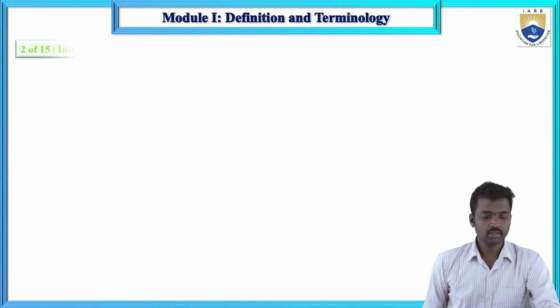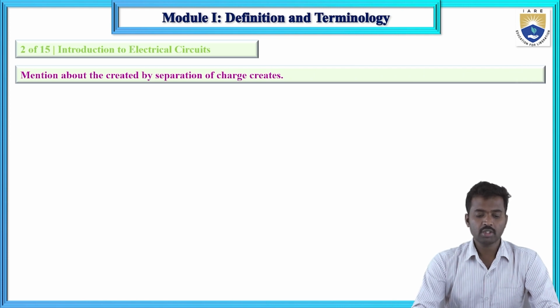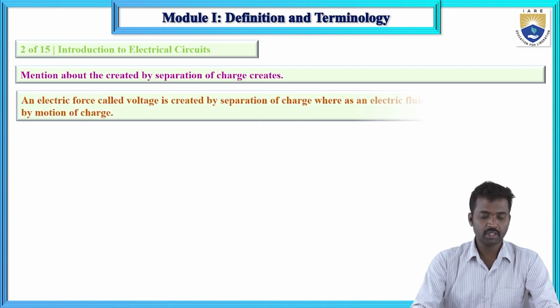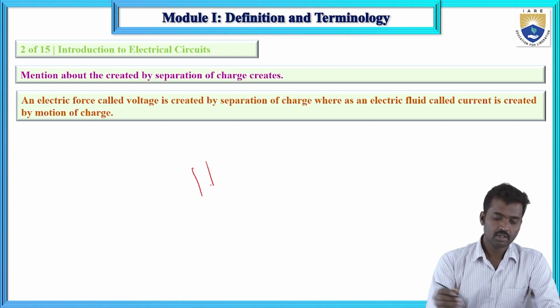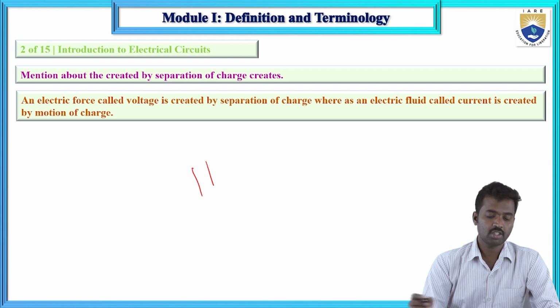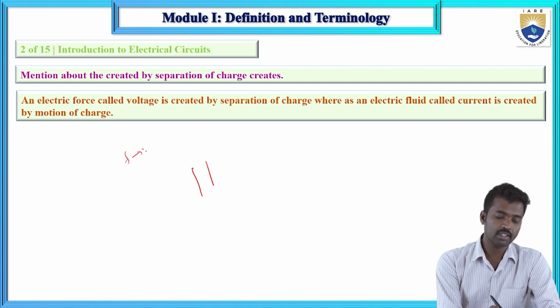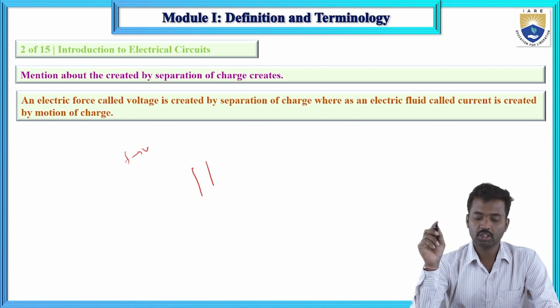Next, second one: mention what is created by separation of charge. Here there may be a separation of charge, meaning two plates, a positive plate and a negative plate. Here the electric force is the voltage, and that may be separated by charge.